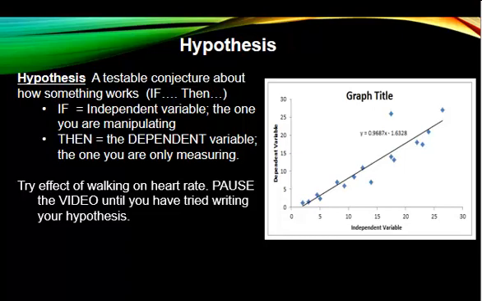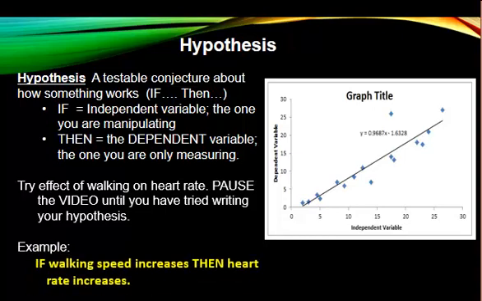Did you write something like this? If walking speed increases, then heart rate increases. If not, don't get worried. Write down the parts you had missing. Notice that I can quickly imagine these variables on a graph. That helps. Imagine walking speed on an x-axis and increasing.